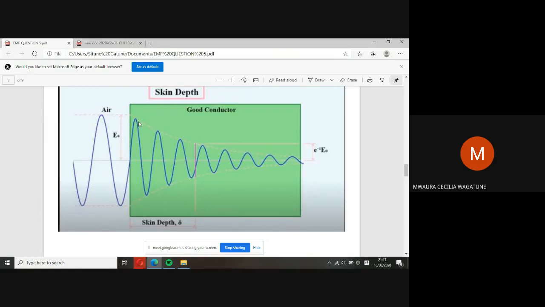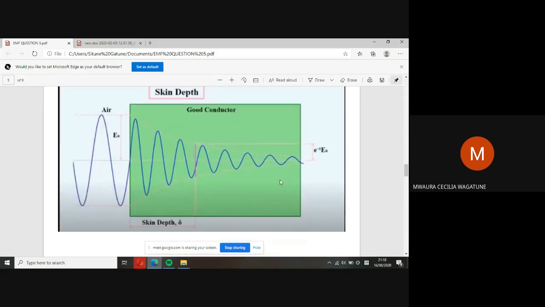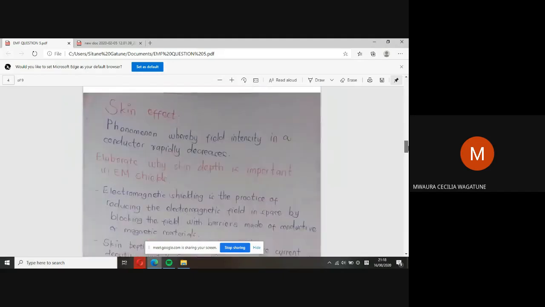So that reduction by a certain percent or by a certain factor is what we call skin depth. Now in this case, as you can see, the reduction is by a factor of 1 over E. So let's go back and do the calculation. I hope you've understood this part. Let's go and do some few.